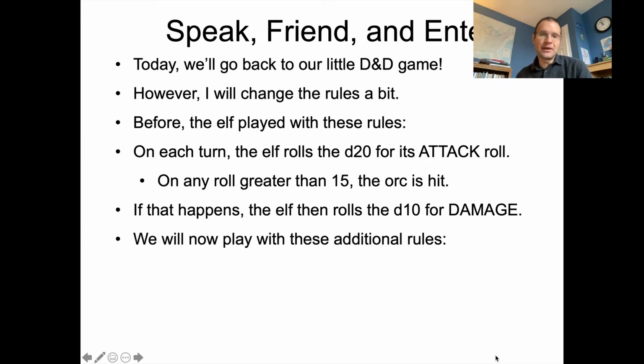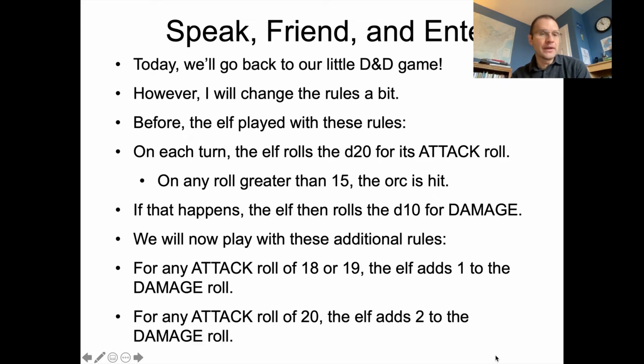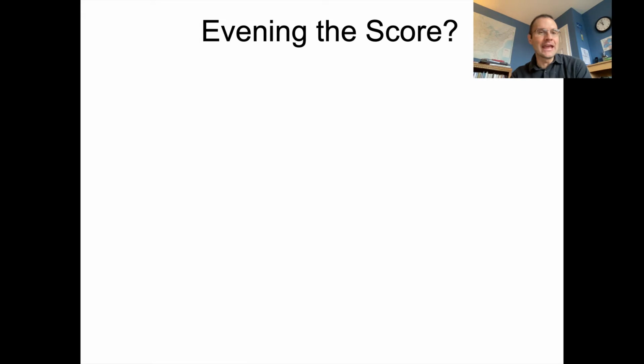But I want to play with a set of additional rules now. I'm not actually going to play this. We're just going to think about it. So we'll say that for any attack roll of 18 or 19, the elf will add 1 to its damage roll. 1 hit point, that is. And then for any attack roll of 20, the elf will add 2 hit points to the damage roll. So this is going to change our calculus a little bit. How is this going to make an effect on the game?